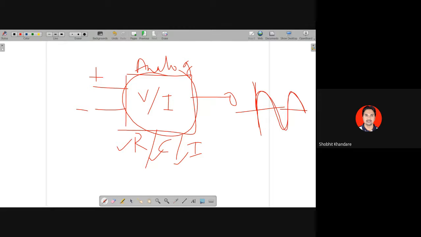It will be with respect to voltage versus current, or voltage versus time, or current versus time. So your analog circuit, which consists of resistor, capacitor, and inductor, processes a continuous waveform, and it gives you a continuous waveform as an output. So this is the analog circuit.